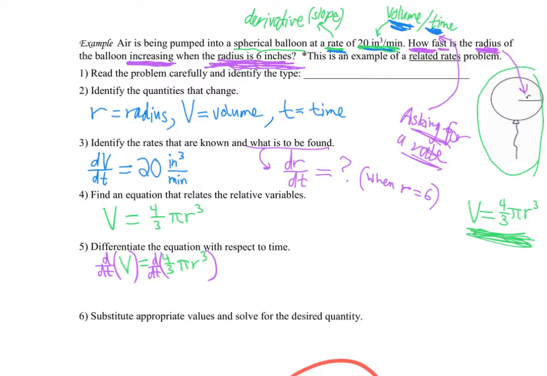Now I'm going to ask you to pause the video and practice some more with this idea. And again, remember that v and r are assumed to be functions of time. This makes sense in the problem because we're talking about volume and the radius changing as time changes. So pause the video, finish this differentiation of the equation, and then unpause.